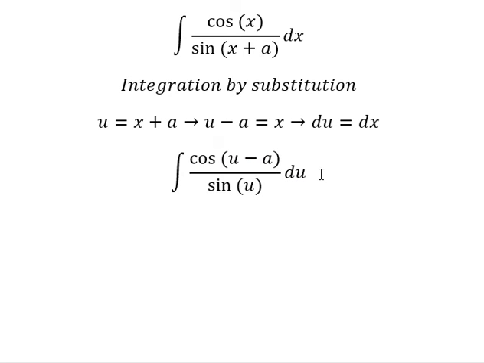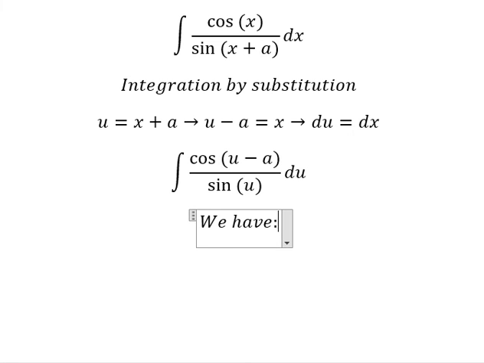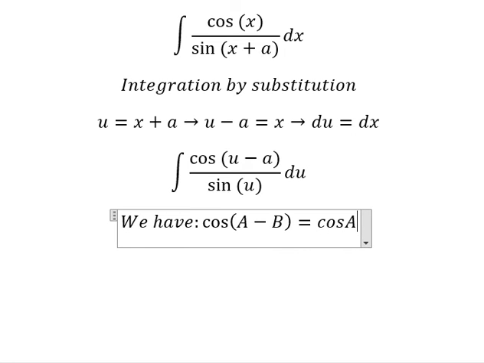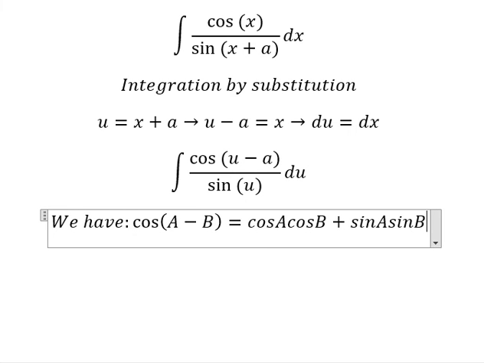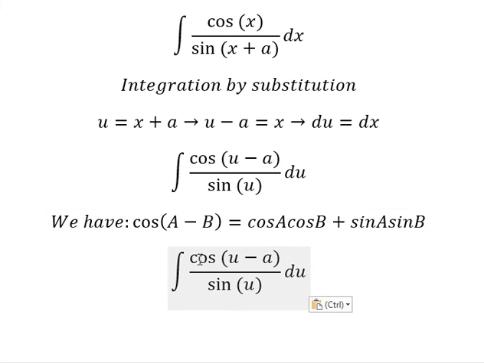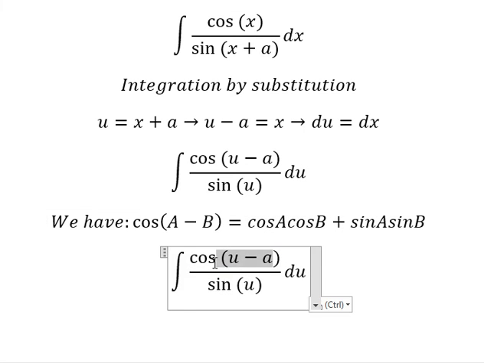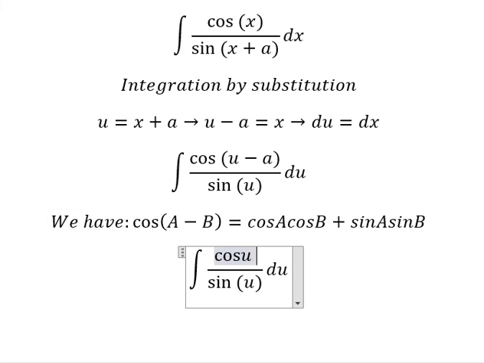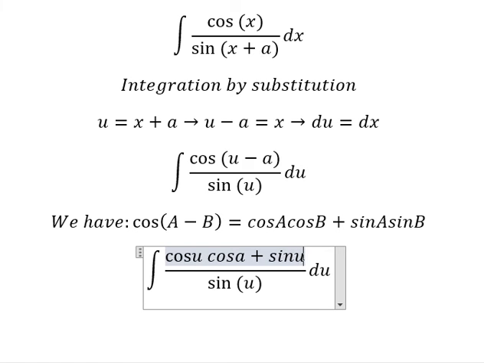Next, we have the formula in here. Cosine A minus B equals cosine A cosine B plus sine A sine B. So we change this one into this one, and we have cosine u cosine 8 plus sine u sine 8.